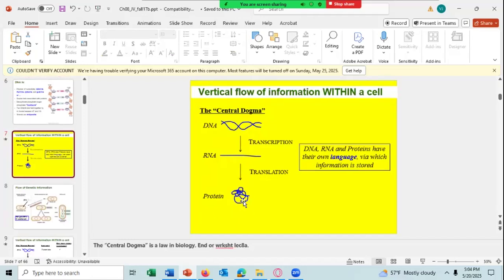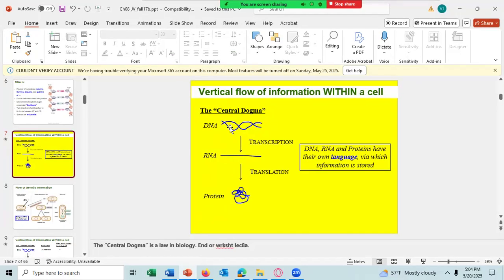When we look at the flow of information within a cell, it's said that the information flows vertically from DNA to RNA to protein. This is known as the central dogma. The information is stored in DNA. It's then transcribed into RNA and then translated into protein. In each of these molecules, the information is stored in a different language, and we'll talk a little bit about that.